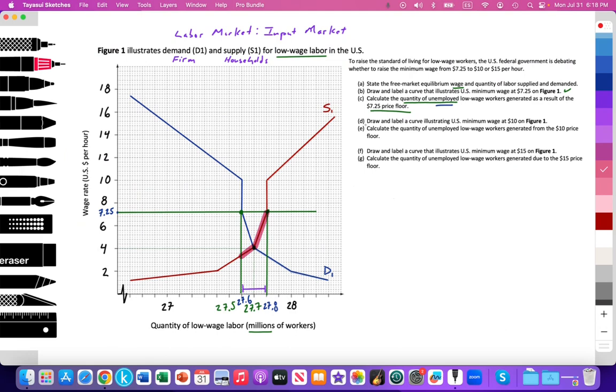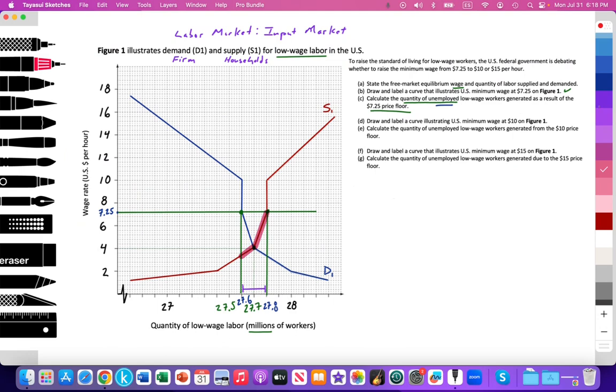So let's go on to question D. And we're going to answer questions D, E, F, and G in this video. So question D says, draw and label a curve illustrating U.S. minimum wage at $10. So pause the video and consider where you would draw that $10 price floor. Pause the video now.